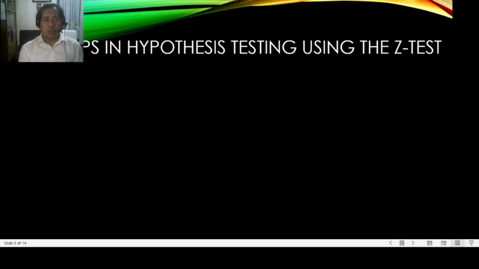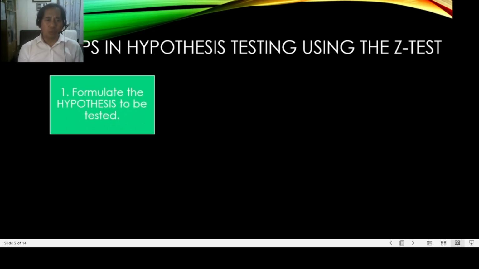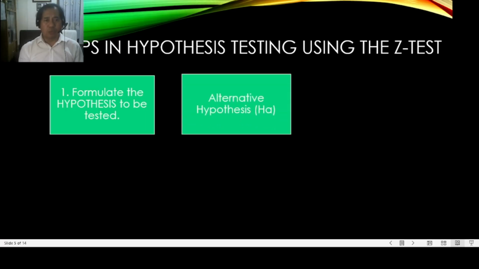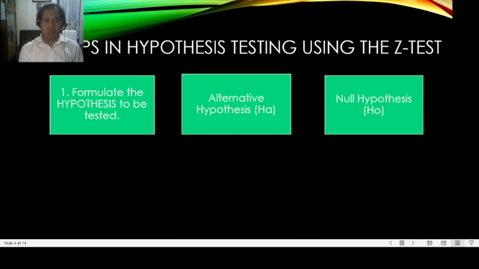Now we have here the steps in hypothesis testing using the z-test. Number one is, of course, to formulate the hypothesis to be tested. When we formulate the hypothesis to be tested, we consider the null hypothesis and at the same time the alternative hypothesis.